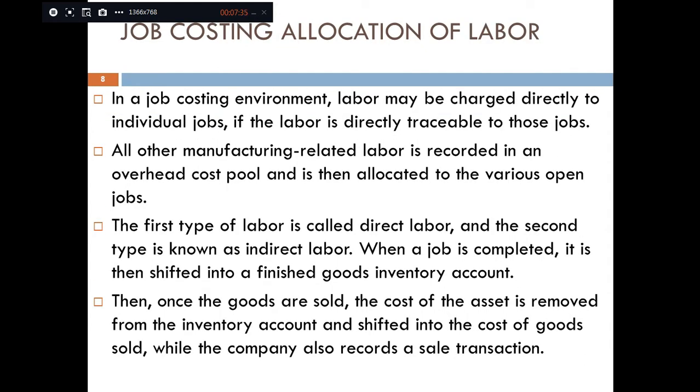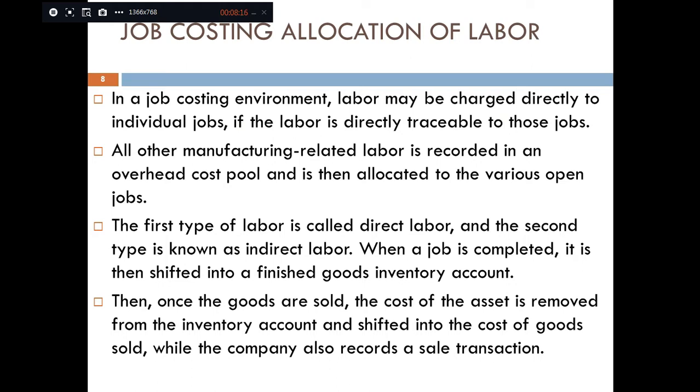Job costing allocation of labor: how can we allocate the labor? In the labor costing environment, labor may be charged directly to individual jobs if the labor is directly traceable to those jobs, and all other manufacturing related labor is recorded in an overhead cost pool and is then allocated to the various open jobs. The first type of labor is called direct labor, and the second type is known as indirect labor.